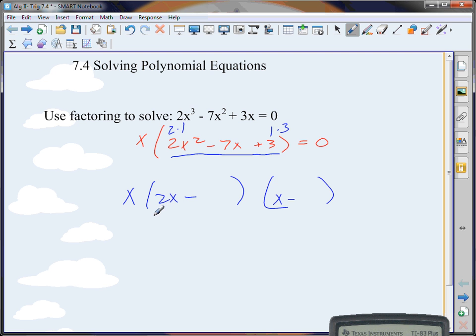2 times what? 2 times the 3 gets me 6. Put on another one gets me a 7. So I have x times 2x minus 1 times x minus 3 equals 0. What are my zeros?